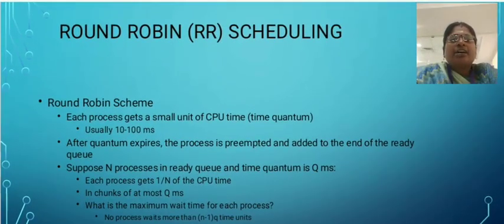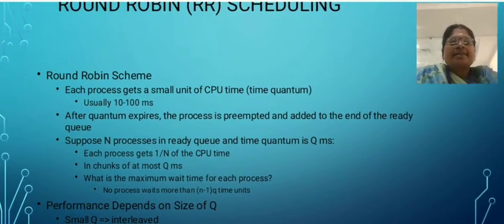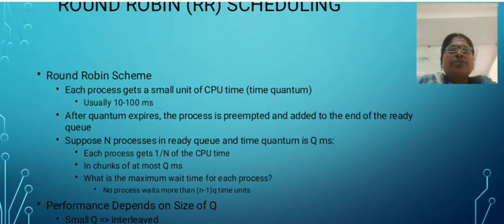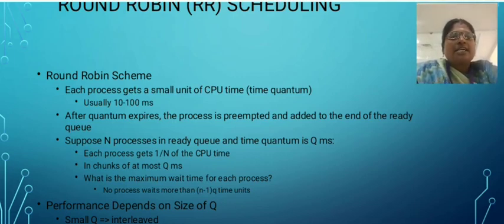Second method is round robin scheduling. In the round robin scheme, each process gets a small unit of CPU time, that is called quantum time, usually 10 to 100 milliseconds. After the quantum expires, the process is preempted and added to the end of the ready queue. Suppose n processes in ready queue and the time quantum is Q ms, each process gets 1 by n of the CPU time in chunks of at most Q ms.